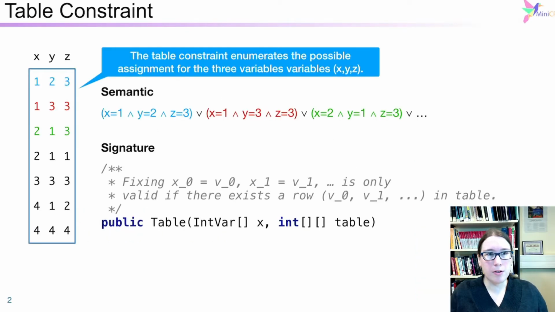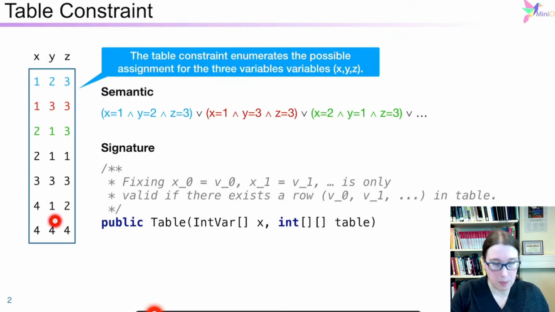So, what is a table constraint? A table constraint is an enumeration of all the possible assignments for a given number of variables. For example, here you have 3 variables and a table which enumerates all the possible assignments. The solution of this constraint is thus one of these assignments.